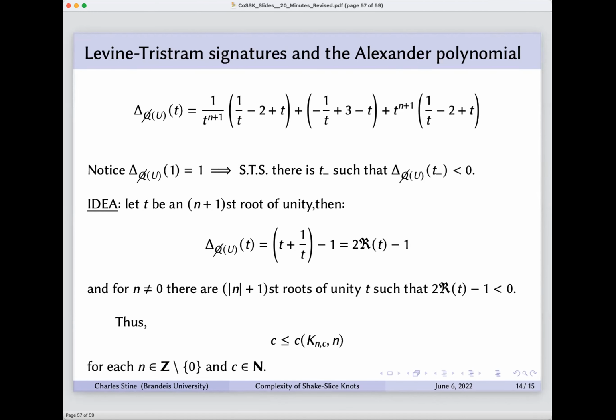And of course, for n not equal to 0, it's extremely well known that there are absolute value of n plus first roots of unity with twice real part minus 1 less than or equal to 0. So in turn, that implies that there must be a value of t for each n at which the Alexander polynomial of Q slash changes sign, which implies there must be another value of t at which the signature of Q slash is non-zero, which we can plug into the computation from the page several slides ago and use to obtain our complexity bound.